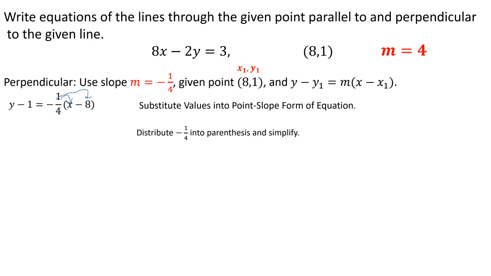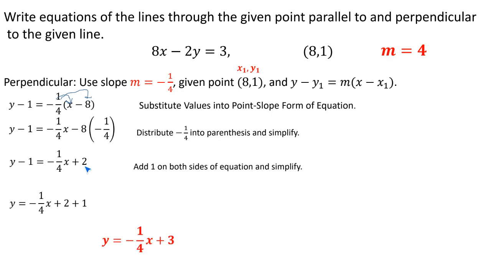Distribute the -1/4. So we end up with y minus 1 is equal to -1/4 x minus 8 times -1/4. -8 times -1/4 is going to be positive 2. Okay, so we add 1 on both sides, then we end up with y equals -1/4 x plus 3. So if I graph the original equation with this one, the lines will intersect at 90-degree angles. And so that's why we say that they're perpendicular to each other.